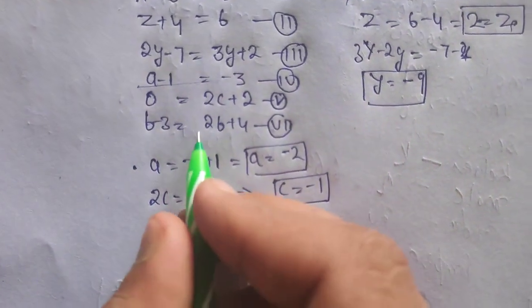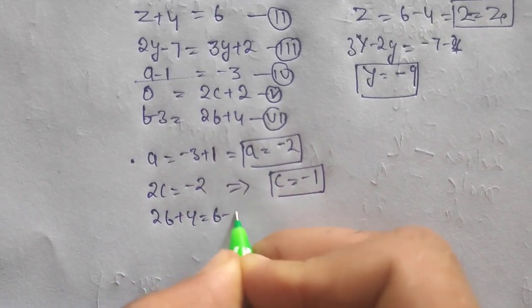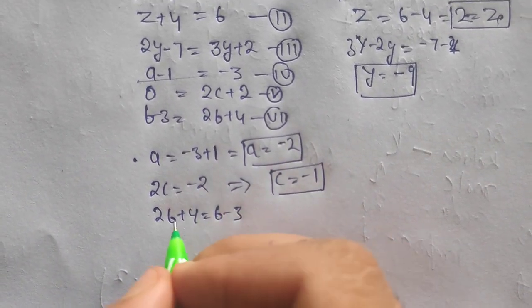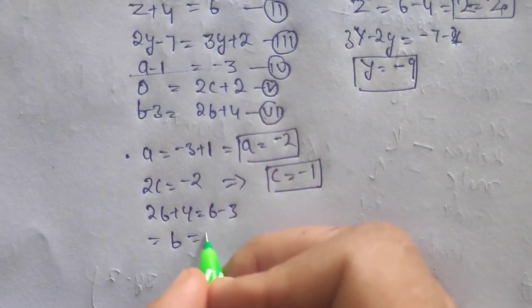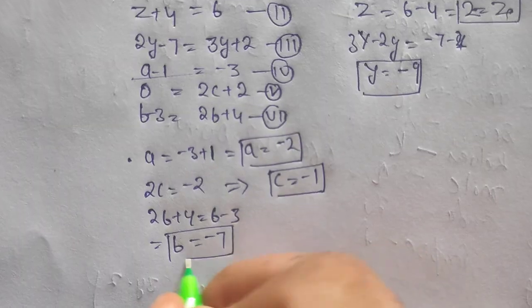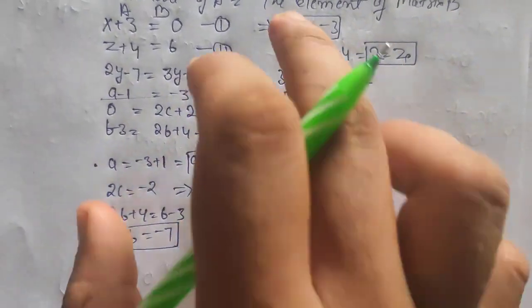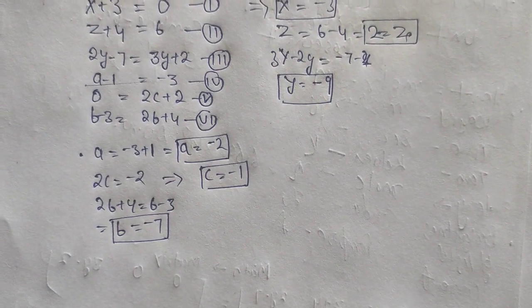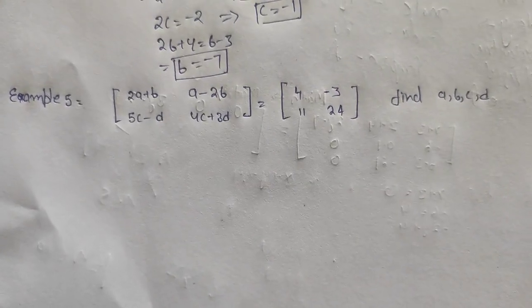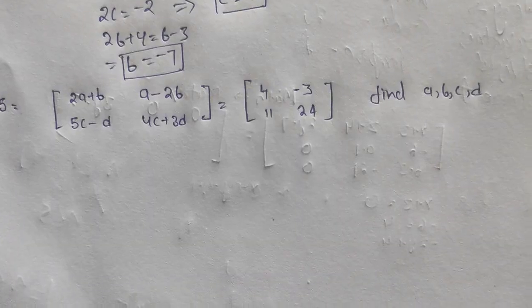Similarly, 2b plus 4 is equal to b minus 3, and we get b equal to minus 7. So all the a, b, c, x, y, z we obtain are minus 2, minus 7, minus 1, minus 3, minus 9 and 2. Okay.